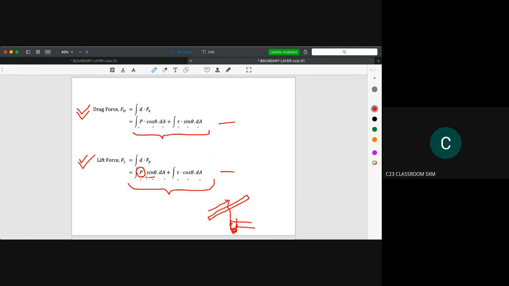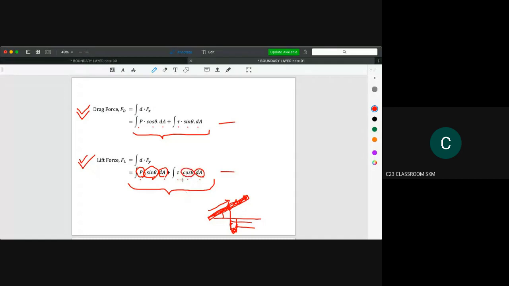Sin theta depends on the angle of this plate, so we could calculate the value of sin theta. And dA here is actually the real area of this plate, so the value of dA also can be calculated. The cos theta can also be calculated.